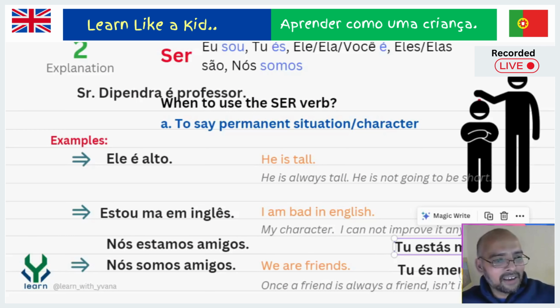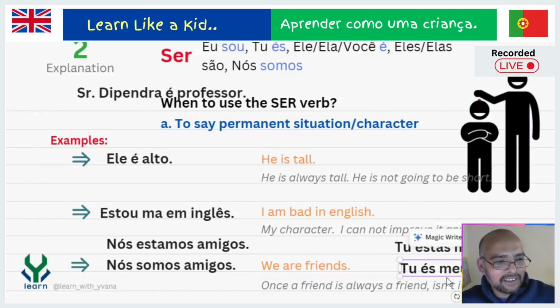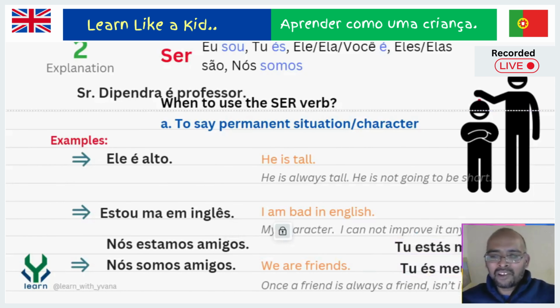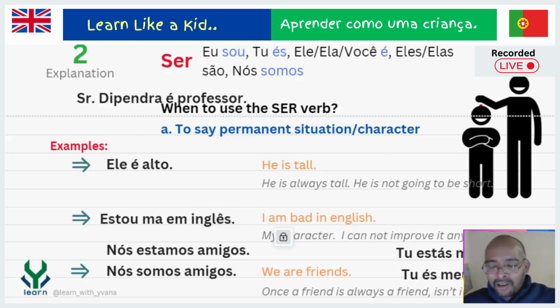If instead of saying "tu és meu amigo", which is the ser verb, you say "tu estás meu amigo", what will be the response from your Portuguese friend? Will he be happy or will he be sad? He will be sad, right? Because you are saying that you are my friend maybe for today, not for tomorrow. I meet you today, okay, very good friend, thank you very much. And if you say "tu és meu amigo", he will think that tomorrow also we will meet and we are friends for a long time. It shows the situation of the character, right?